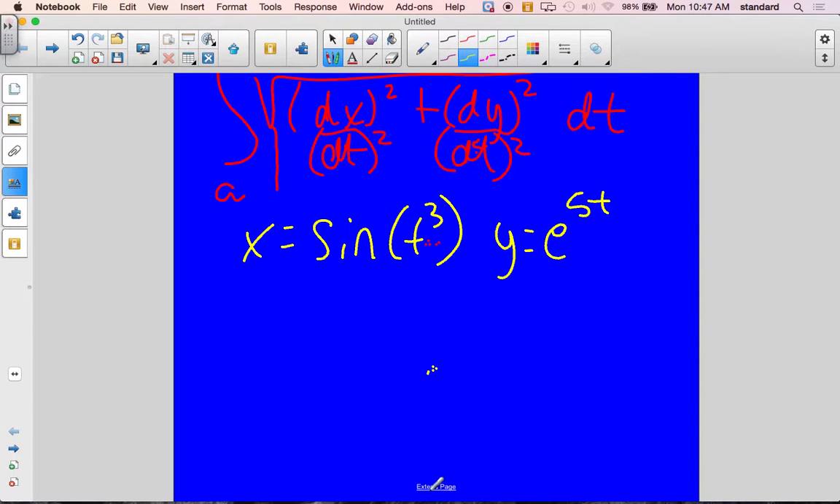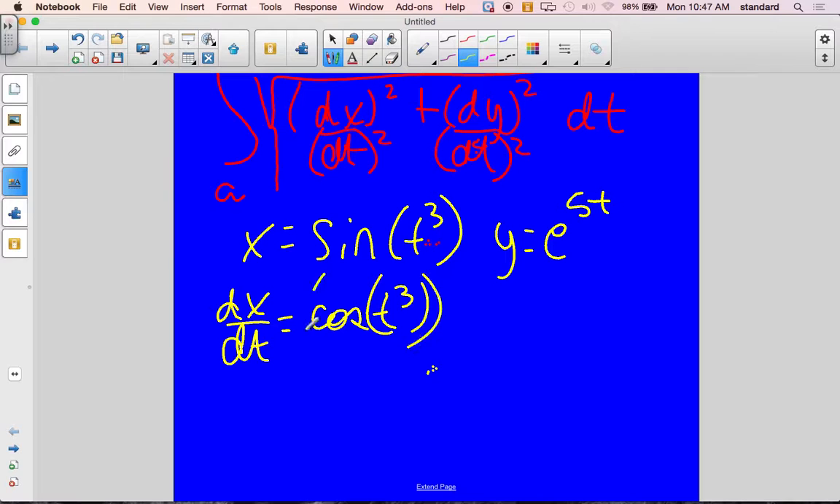All right, so now why is this dx dt? Isn't this the derivative of x with respect to t? We're going to look at that a lot today. The derivative of sine of t cubed is cosine of t cubed, and then the derivative of t cubed is 3t squared. And then I need dy dt.